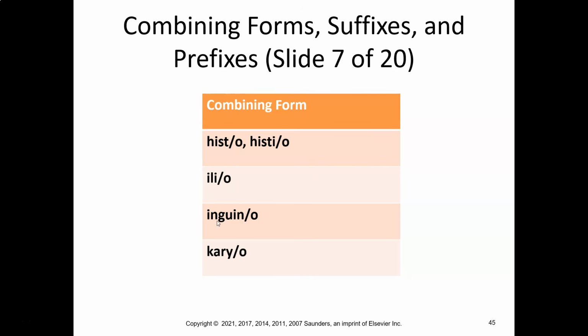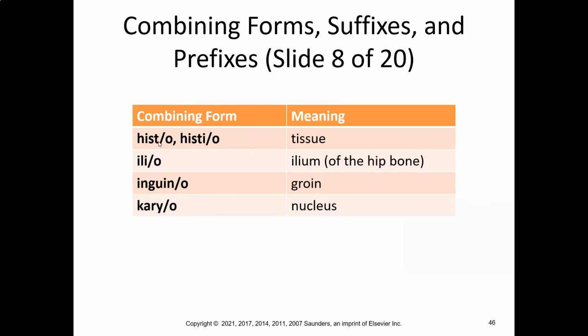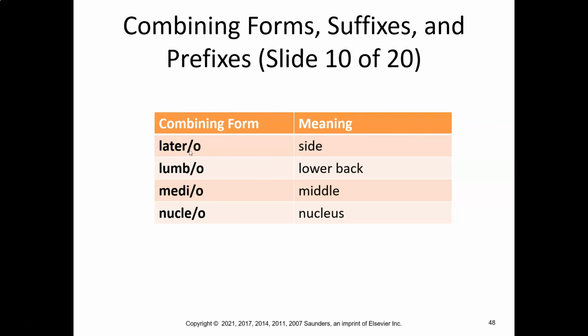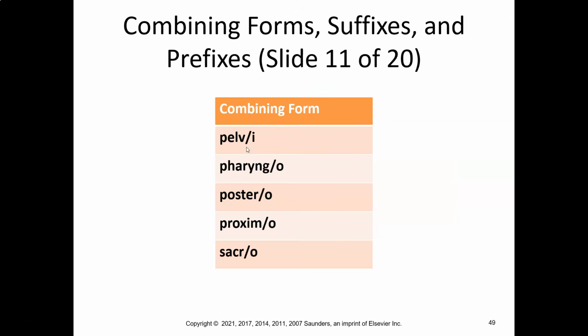Histo, ilio, inguinal, karyo. Histology means study of tissue. Ilio means ilium, inguinal means groin, karyo means nucleus, as in karyotype. Lateral, lumbo, medio, nucleo. Lateral means to the side, lumbo means lower back, medio means middle, nucleo pertains to the nucleus. Pelvic, pharyngeal, postural, proximal, sacral.